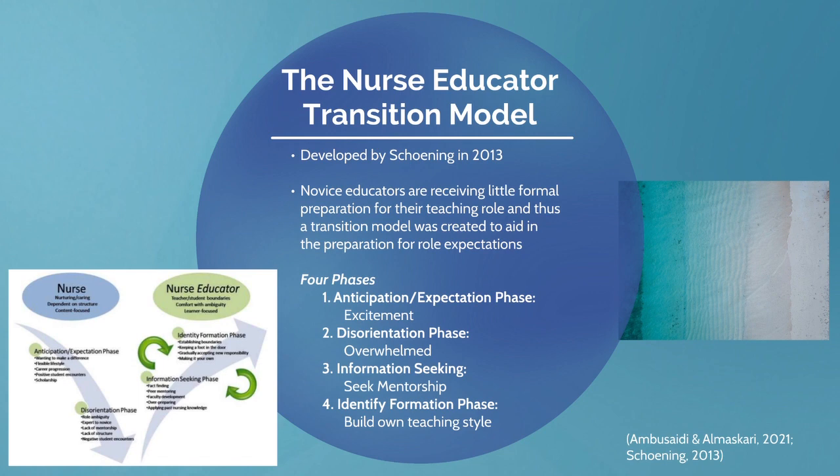In the anticipation expectation phase, novice educators expect a flexible lifestyle, an opportunity for career progression, and positive student encounters, and the nurse wants to make a difference in teaching students. In the second phase, the nurse faces role ambiguity and feels a lack of mentorship. The lack of orientation can be overwhelming, especially when learning a new skill and knowledge set.